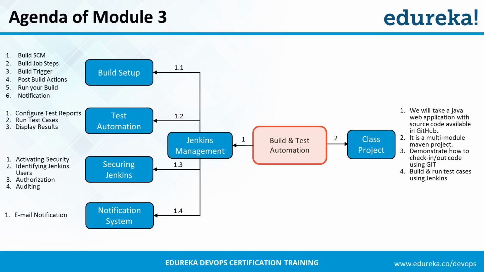Cool. So the next class is about Jenkins management, talking about test automation, how to secure it, how to create the users, how to create the jobs, how to categorize them, how to send a notification, and how to create various different stages, rather create a pipeline for your code. We will see how to do that.